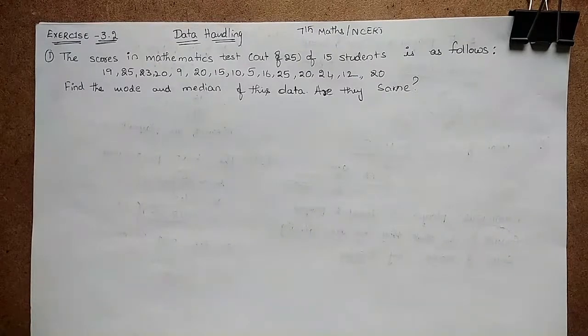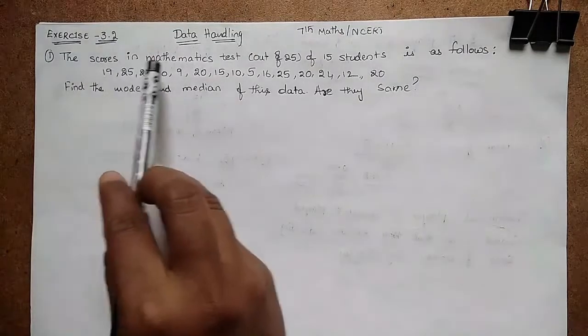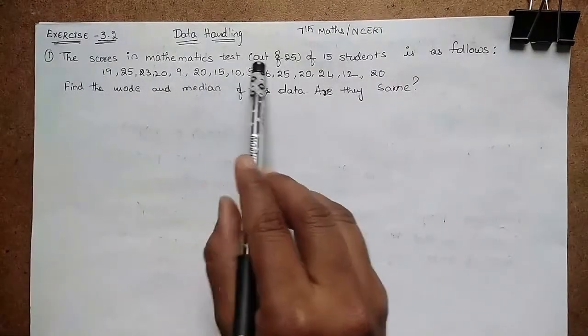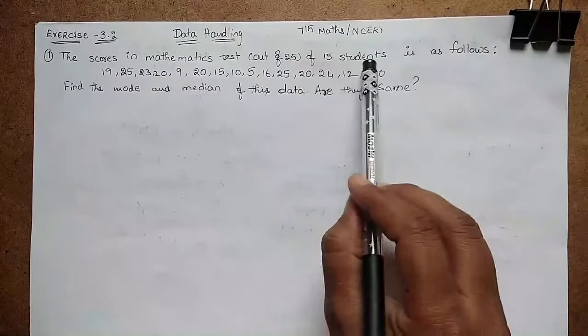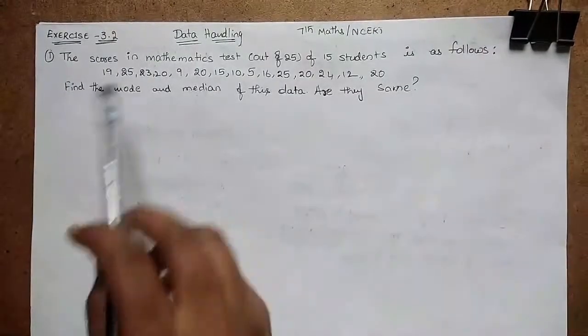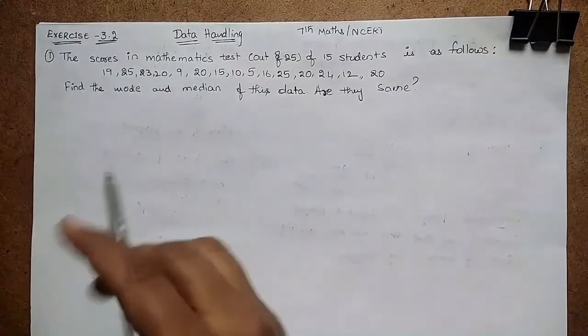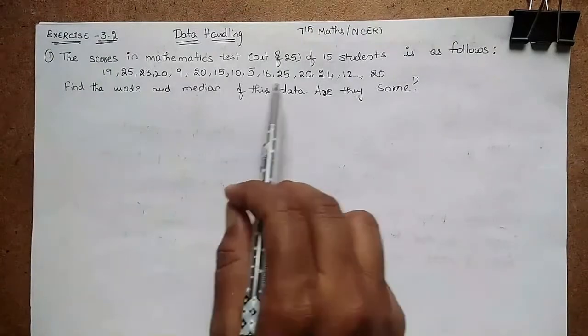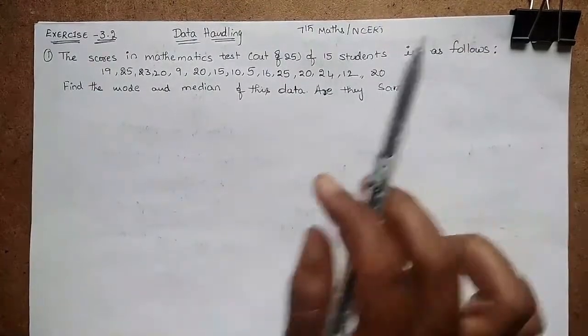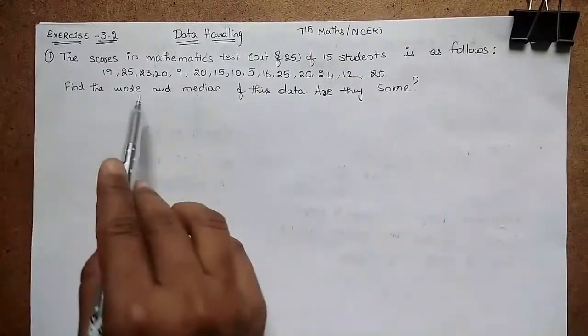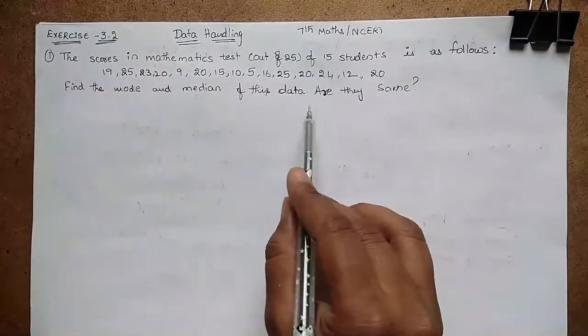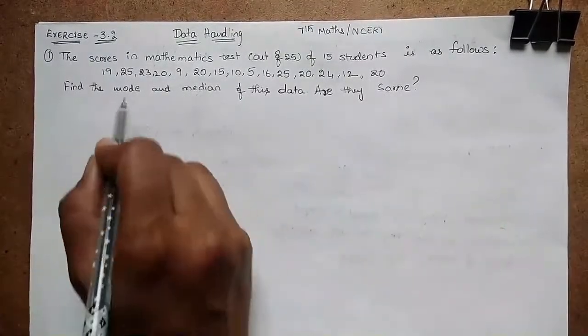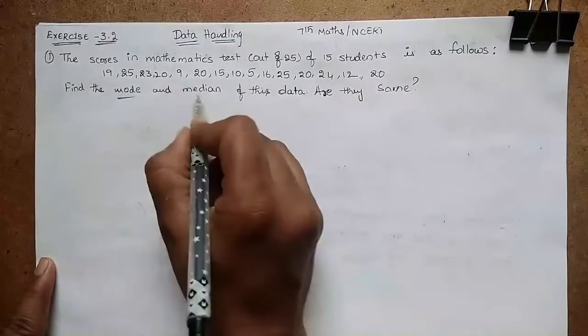Today I came with an exercise problem from exercise 3.2 from the topic data handling, 7th class NCERT. Now the question was, the scores in a mathematics test out of 25 of 15 students are as follows: 19, 25, 23, 29, 20, 15, 10, 5, 16, 25, 20, 24, 12, 20, like this. Find the mean and median of this data. Are they same? We have to first find the mode, next the median.